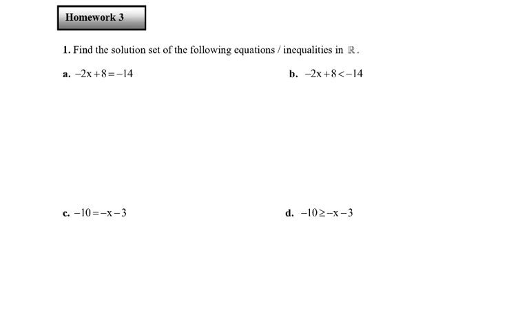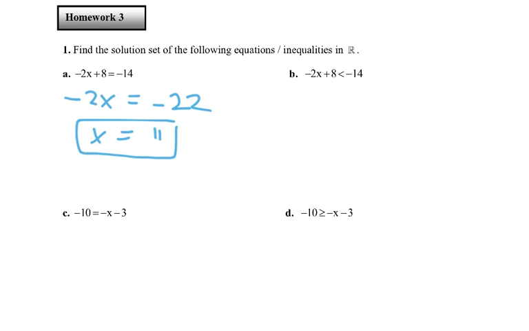Homework 3 then. Find the solution set to these following equations and inequalities. So let's subtract 8 from both sides, minus 22, divide by minus 2, and x is going to be equal to positive 11. Exactly the same method in the inequality.